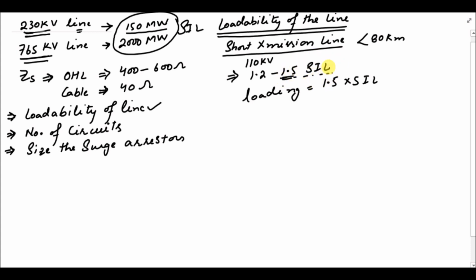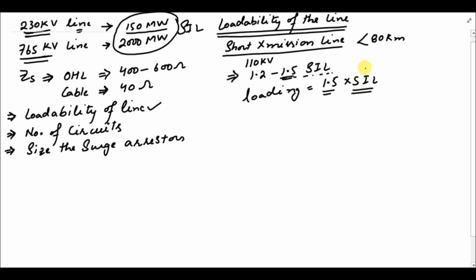So I am assuming the worst case scenario, that the loading can be 1.5 times more than the actual SIL value. And at the surge impedance loading value, the voltage profile is a straight line, so whatever the voltage is at the sending end will be at the receiving end. So in this case, I am assuming that the loading can be up to 1.5 times the SIL value.